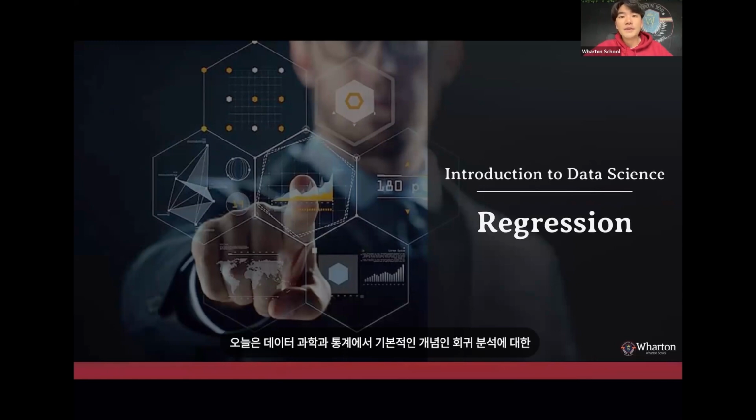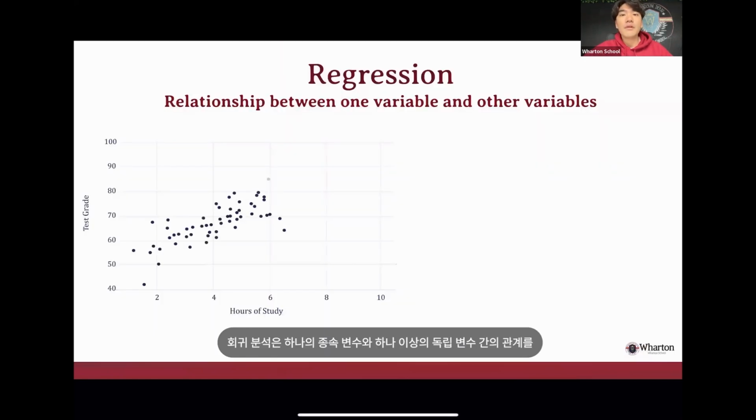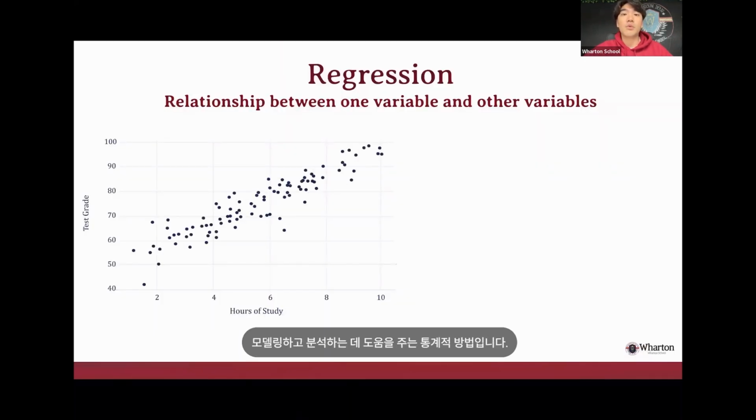Today, I'm going to give you a basic overview of regression, a fundamental concept in data science and statistics. Let's start by understanding what regression is. Regression is a statistical method that helps us model and analyze the relationship between one dependent variable and one or more independent variables. In our example, we will be looking at how many hours of study will impact test grades.